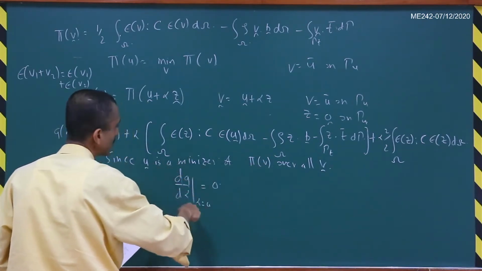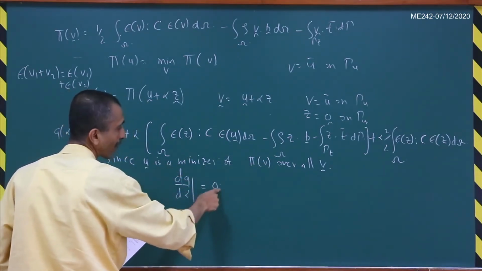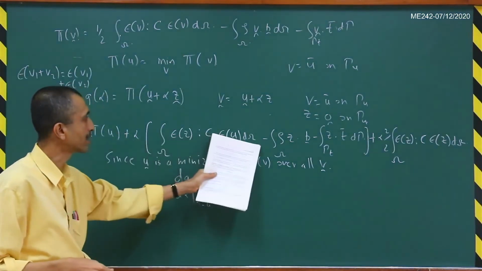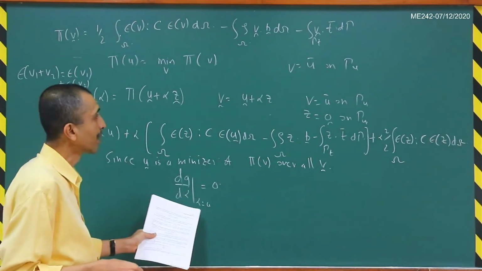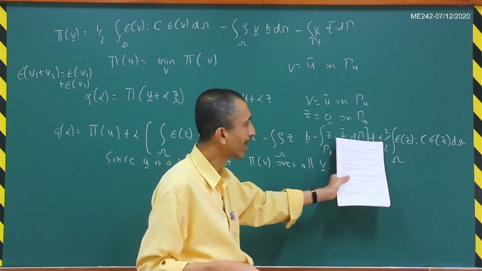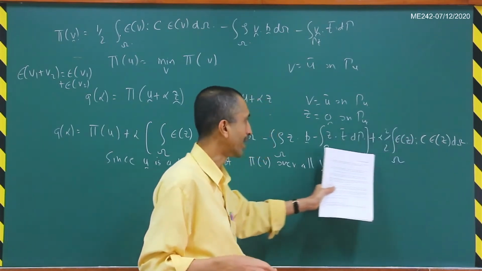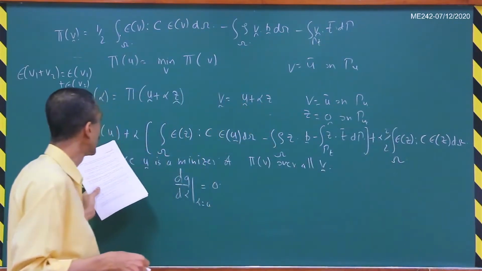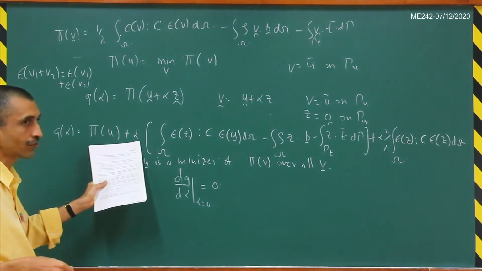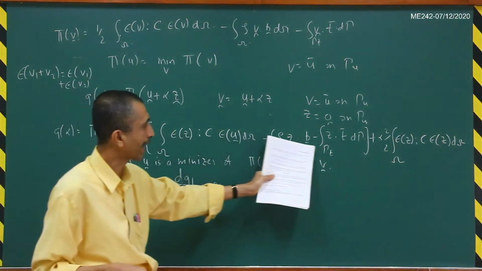And so hence dg by d alpha evaluated at alpha equal to 0 is equal to 0. So if you now differentiate this function with respect to alpha, then here you will get an alpha, and then when you evaluate that at alpha equal to 0, this term will vanish, and then if you differentiate this with respect to alpha, that is just going to be 0.